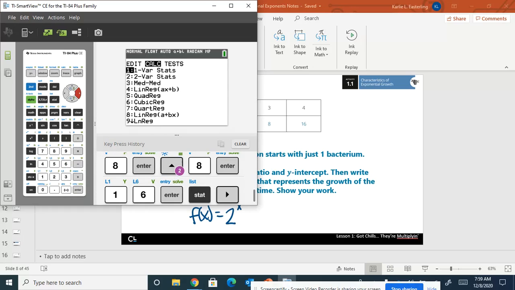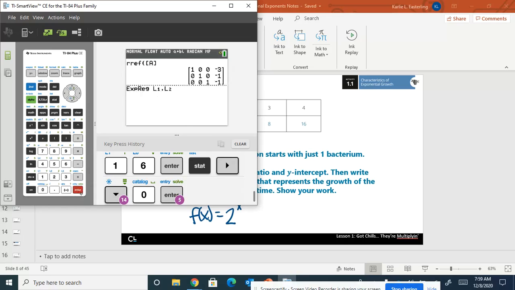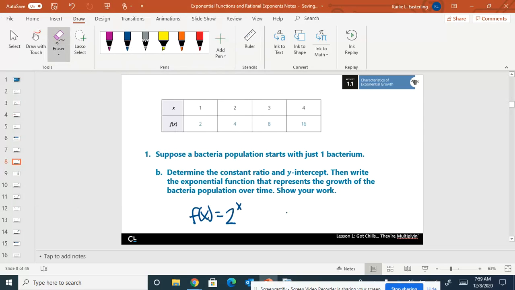Click Stat, go over, and look for exponential. There's a lot on here. The one that I think may be exponential is that 0 right there. So let's click 0. Click enter, enter, enter, enter. Calculate. So yes, what we're really looking at here is f of x equals 1 times 2 to the x power. So that does give us f of x equals 2 to the x power.